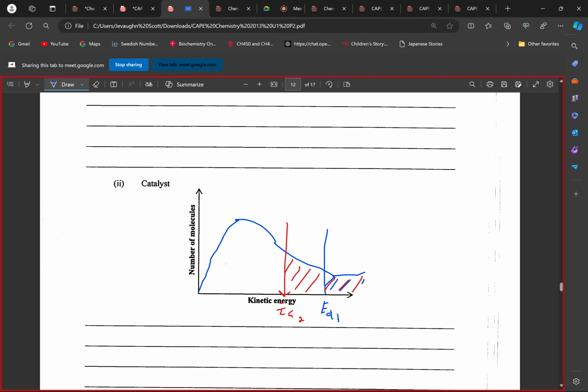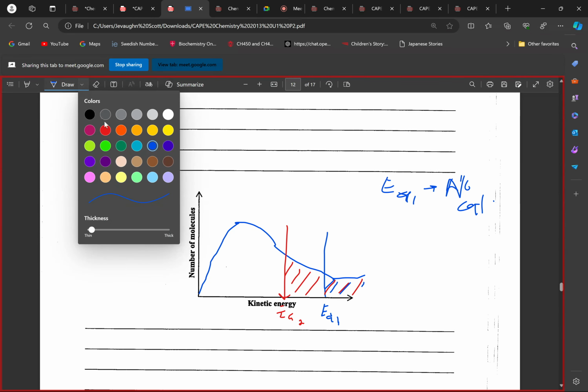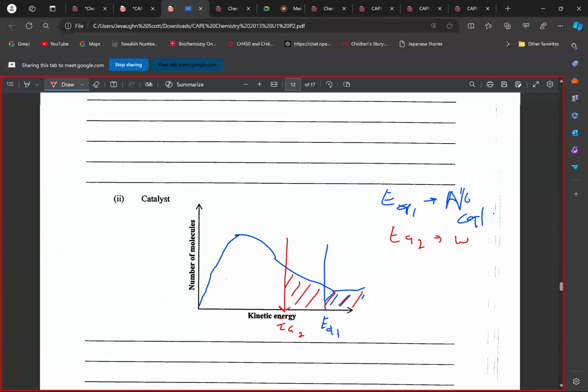So EA1 is obviously no catalyst. So no catalyst, and then EA2 now would be with a catalyst. So EA2 is with catalyst. So hopefully that makes sense. Everybody okay with that now? All right. So that should make sense.